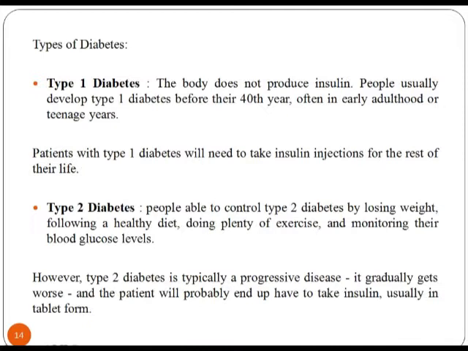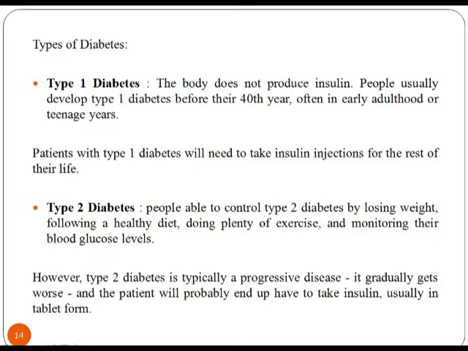Now, let us discuss the types of diabetes. Type 1 diabetes: the body does not produce insulin. People usually develop this type of diabetes before the age of 40, often in early adulthood or teenage years. Patients with type 1 diabetes will need to take insulin injections for the rest of their life. Type 2 diabetes: people are able to control type 2 diabetes by losing weight, following a healthy diet, and doing plenty of physical exercise.